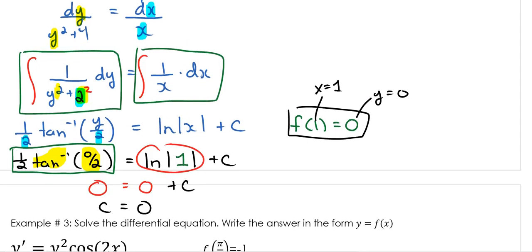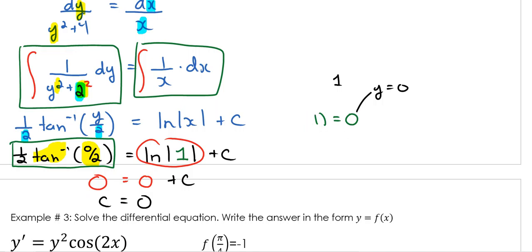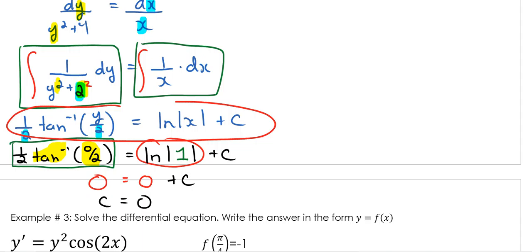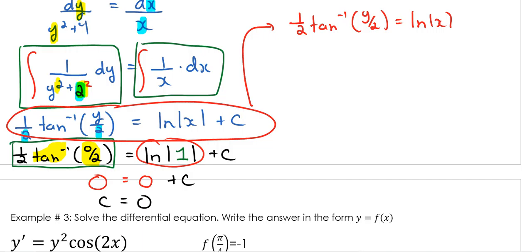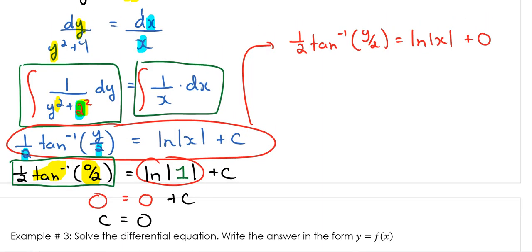Okay, let's go ahead and erase some of this initial condition, and let me continue on with this part of the problem right here. Let me rewrite this. This will be 1 over 2 times tan inverse of y over 2 equals ln of absolute value of x, and then, well, it is plus 0. I'll just leave it as plus 0 for now. And then finally, we need to isolate for y. In order to finish off this problem, we want to write this in terms of y here.